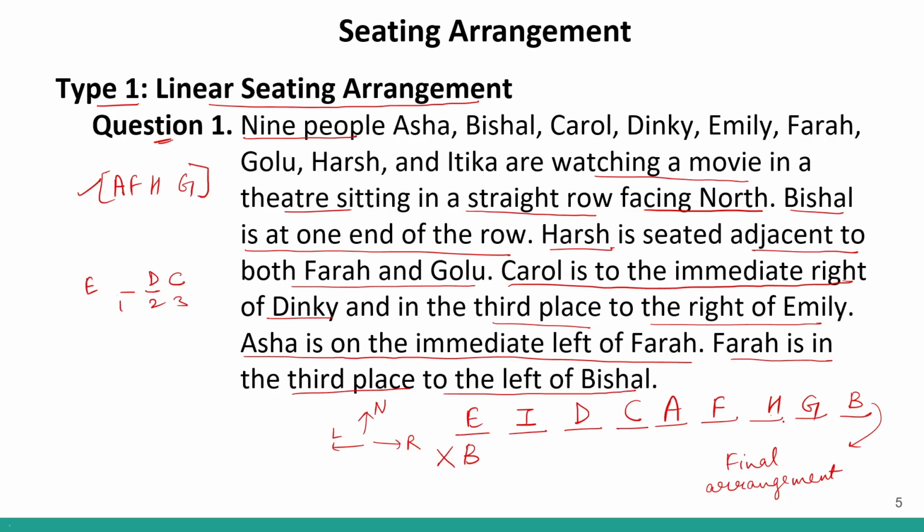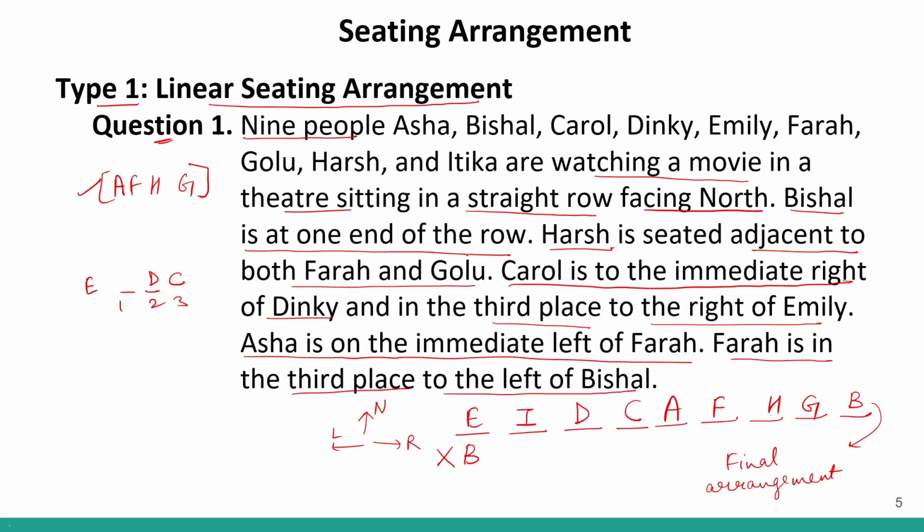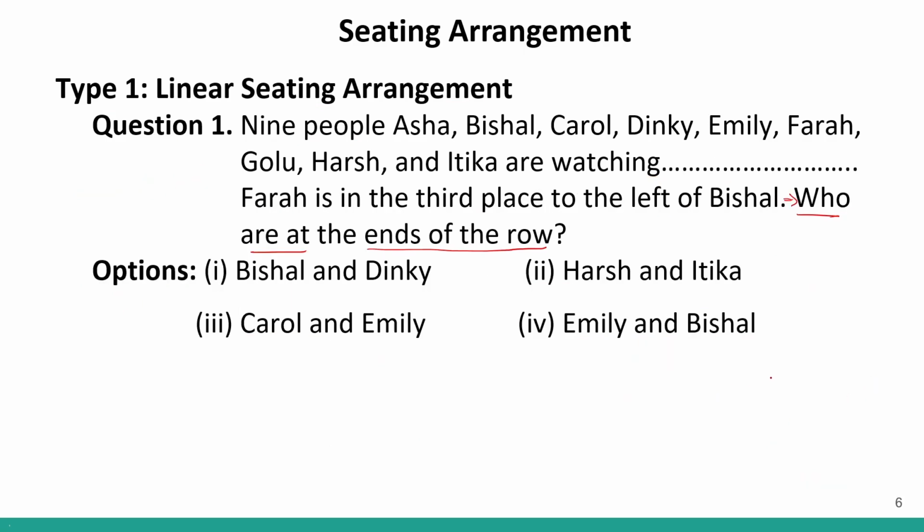Now, what is the question? The question asks who are at the ends of the row. So, we have to find the persons who are at both the ends. If I look at this particular arrangement, who are at the ends? At one end we have E and at the other end we have B. E for Emily, B for Bishal. So, we basically have Emily and Bishal at the ends, correct? If I look at the options, is there an option with Emily and Bishal? Yes, we have option number 4, Emily and Bishal. This will be the correct answer.